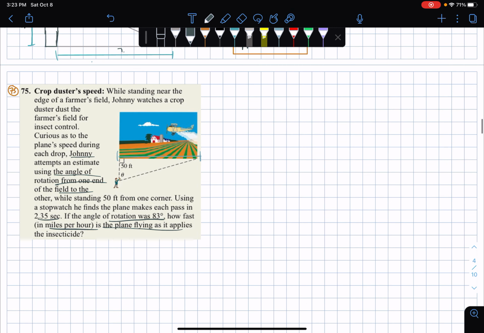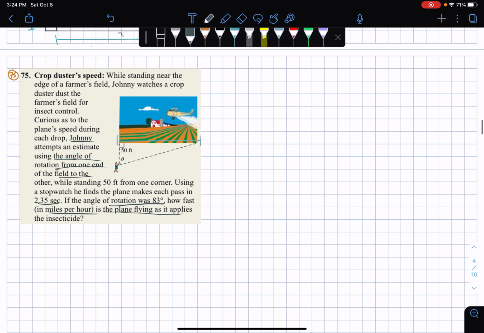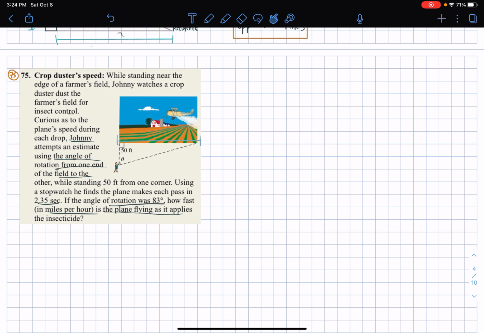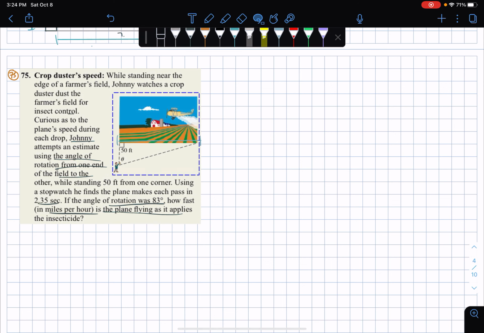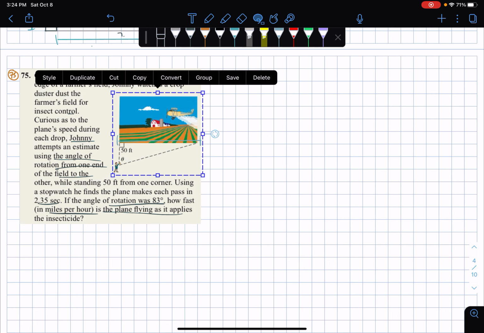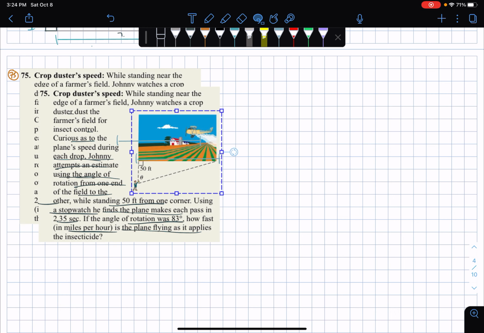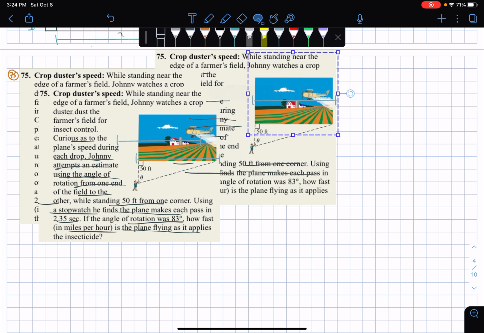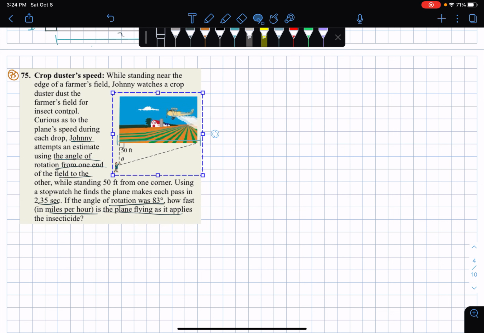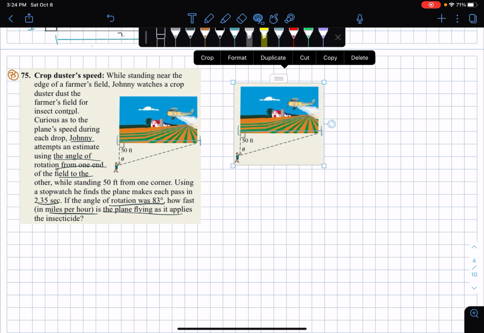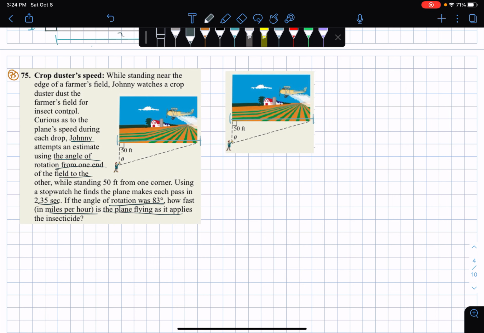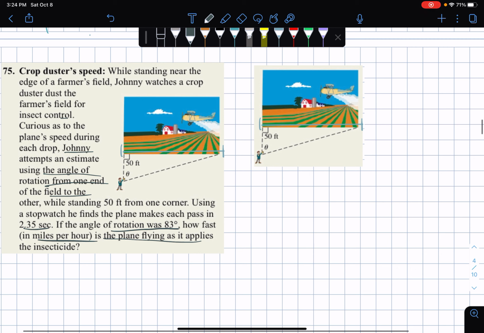Right. Number 75. Crop duster's speed. While standing near the edge of a farmer's field, Johnny watches a crop duster dust the farmer's field for insect control. So let's just acknowledge that this is the illustration. The book itself has already made an illustration. So let's make use of it.